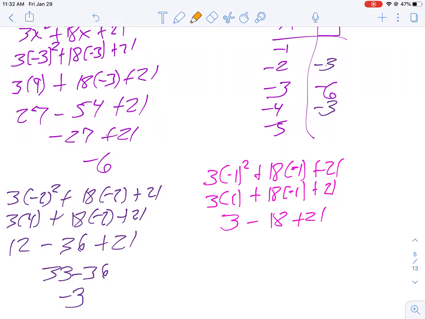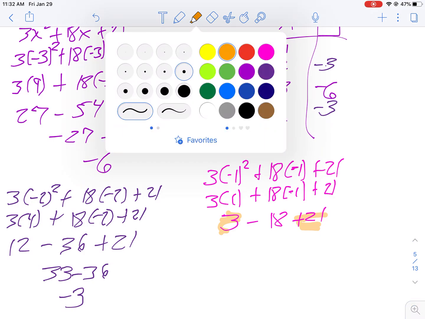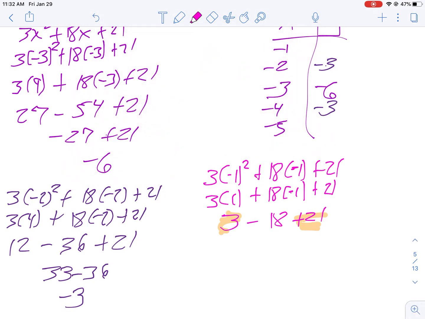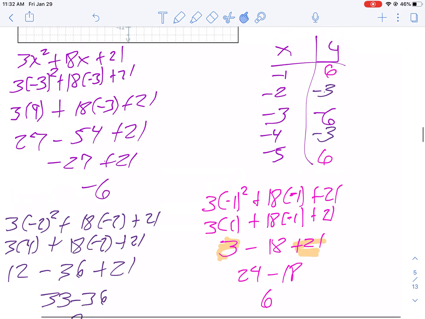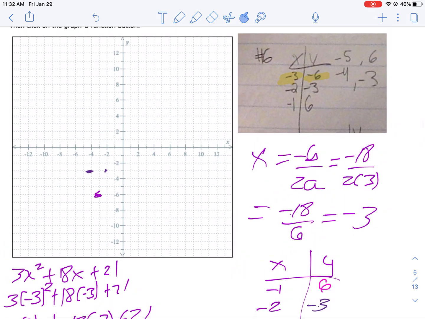I'll combine my positives first. So 3 plus 21 is 24. 24 minus 18 is positive 6. So I know negative 1 is going to be at 6. Since it's symmetric, it will be negative 5. So negative 1 is at positive 6, and then negative 5 is also going to be at positive 6.